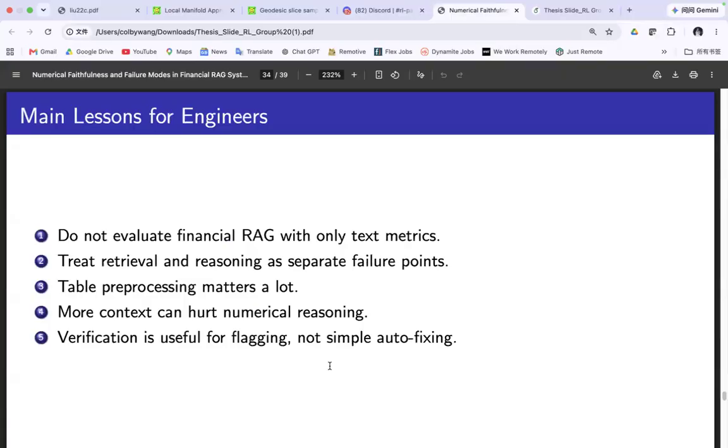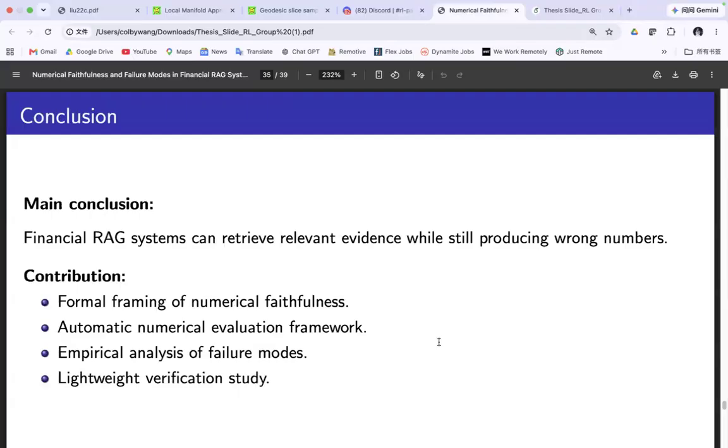Finally, what is the lesson for our engineers? Do not evaluate RAG with only text metrics, and we should treat retrieval and reasoning as separate failure points. Table processing actually matters a lot, and more context sometimes can hurt numerical reasoning because of the lost-in-the-middle problem. Verification is actually useful for flagging, not simple auto-fixing. And the conclusion is that a financial RAG system can retrieve relevant evidence while still producing wrong numbers.